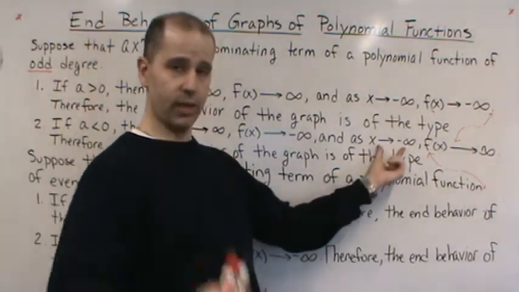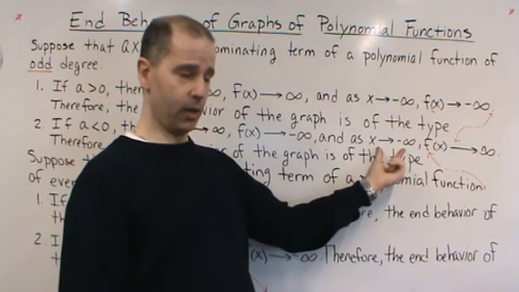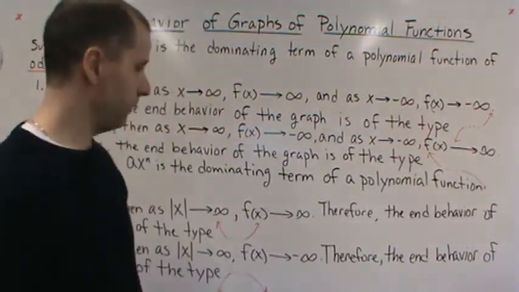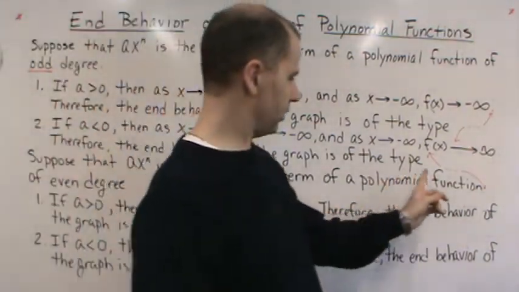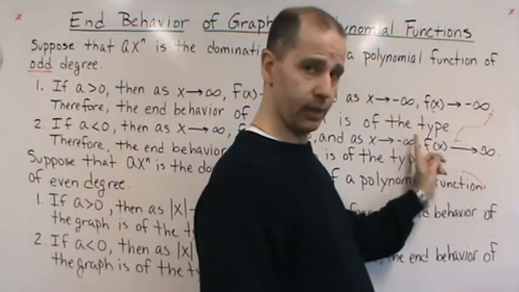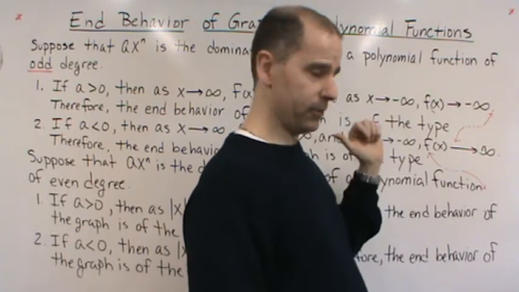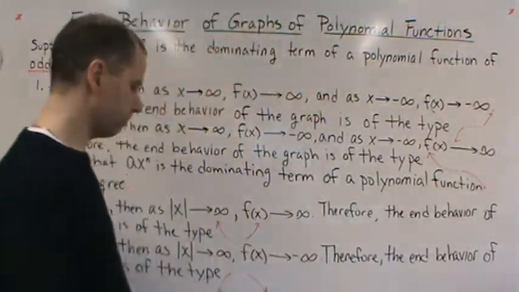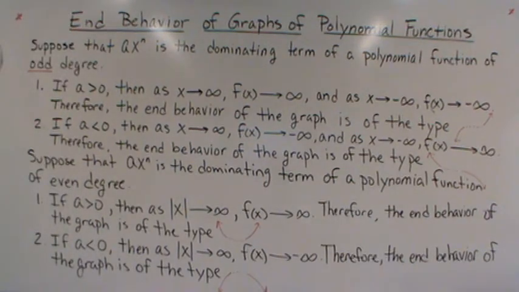If x goes negative and becomes large, then f is going to go to positive infinity. So in other words, it's going to look like this. It's going to go up as you move left, and it's going to go down as you move right. Okay? So it's going to have that behavior.